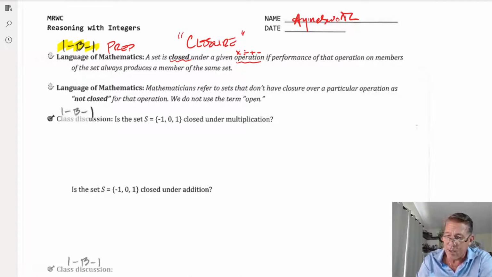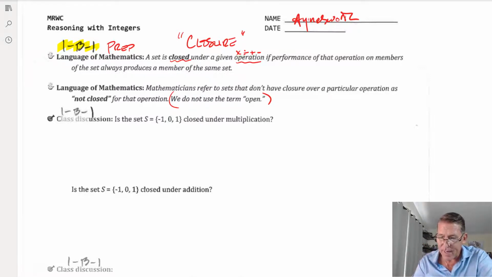Okay, a little caveat right here. We do not use the term open. So if a set is not closed, we say not closed. We do not say open. So the whole idea of this little discussion is to get used to what it means to be closed under a particular operation, given a particular set.